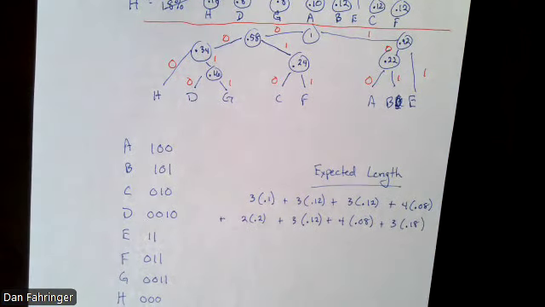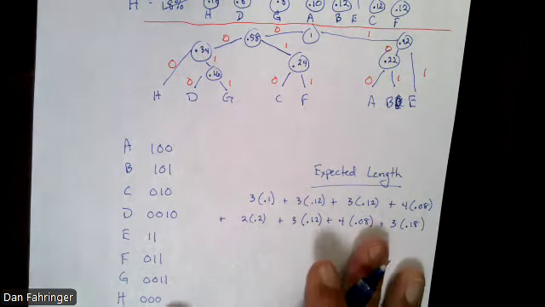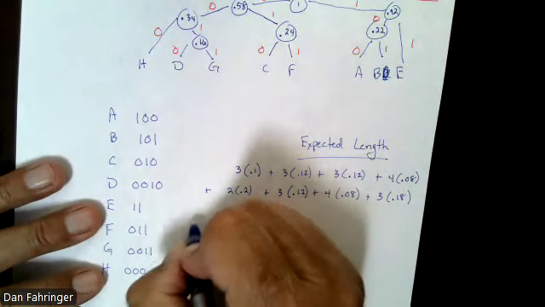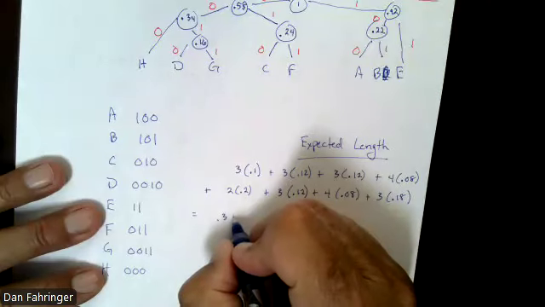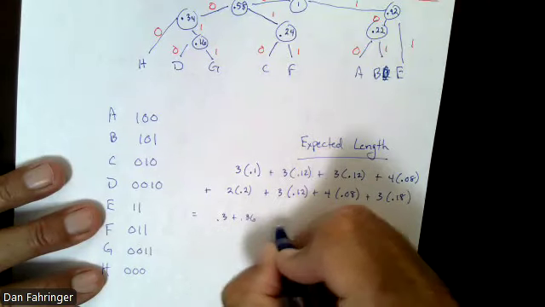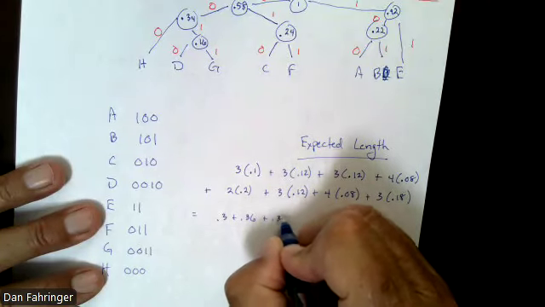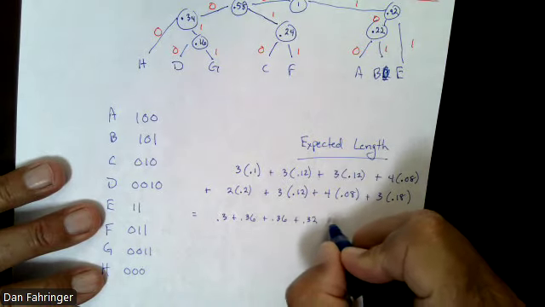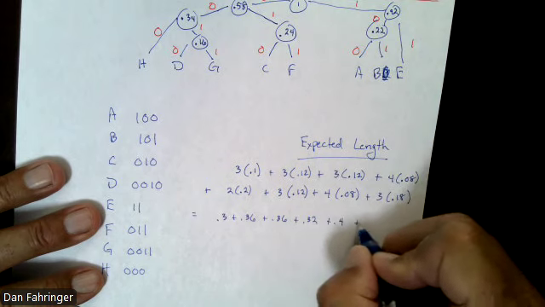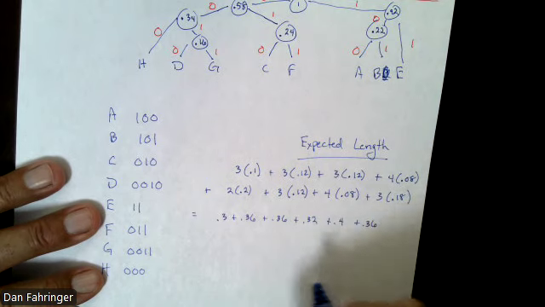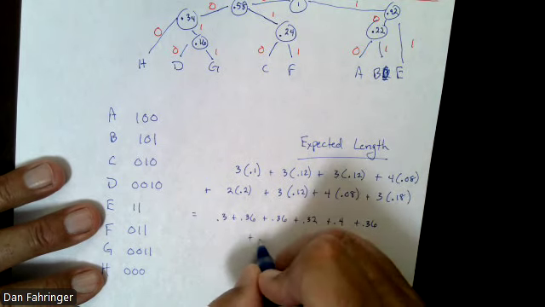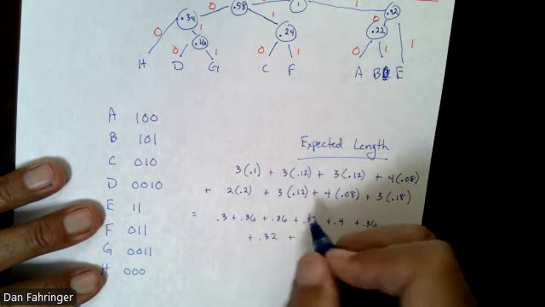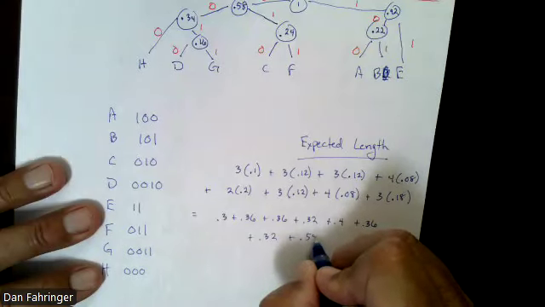What is the expected length for each character? I don't know. 0.3 plus 0.36 plus 0.36 plus 0.32, 0.4, 0.36, 0.32, and 0.54.